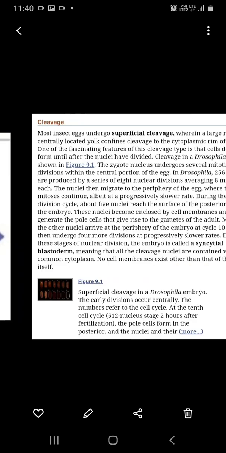They have true segmentation. So these axis must be formed so that we know which part will form the head region and which part will form the tail or the abdominal region. Then there must be some signals which should tell the head region to form the eyes, antenna, then the mouth parts. Then there should be certain signals which should tell the thoracic region to form the wings, to form the legs. And similarly, there are details in each segment which must be specified.